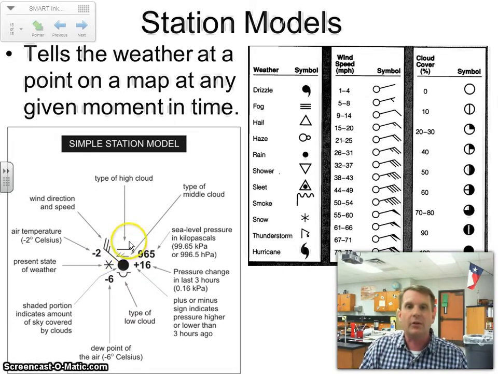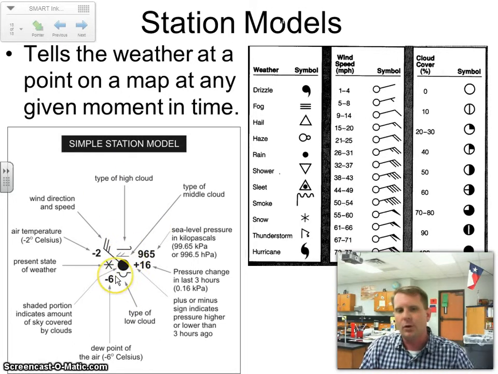Other things you'll see on here are the different cloud types. We're not going to get too much into the cloud types, but you can see if you have clouds that are way up high in the atmosphere or way down low. So that is topographic maps and weather maps.